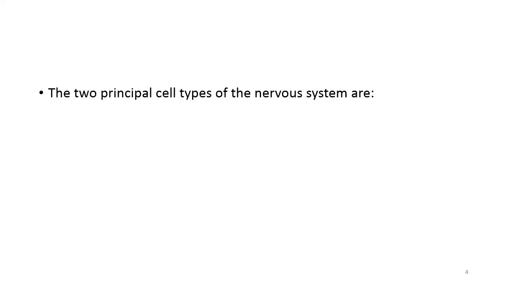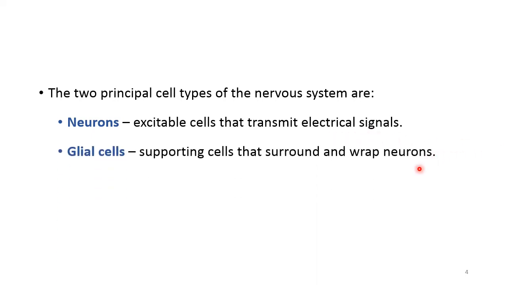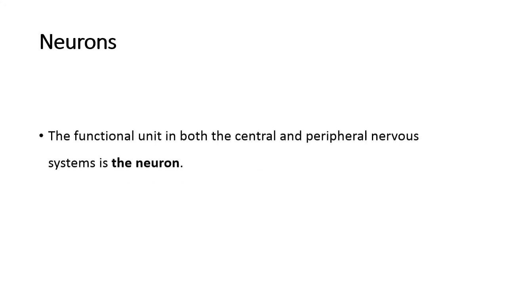The two principal cell types of the nervous system are neurons, which are excitable cells that transmit electrical signals, and glial cells, which are supporting cells that surround and wrap neurons. We will discuss each of these types of cells in detail in the following slides. First, we will start with neurons.